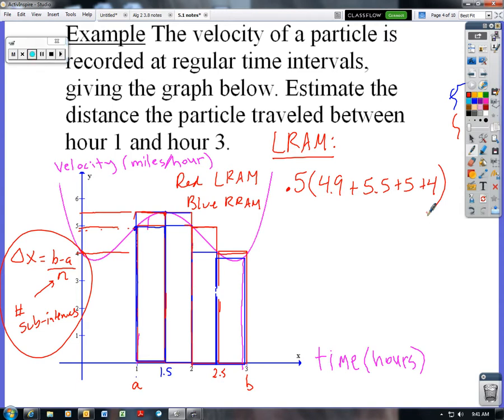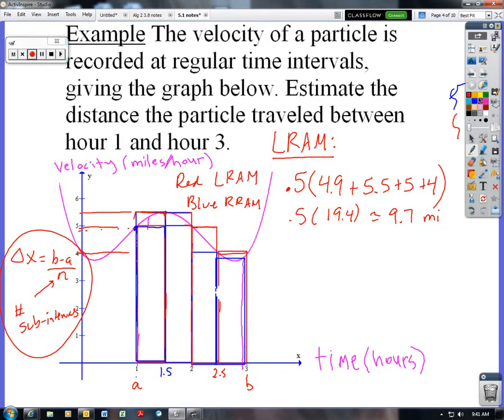So we'll go to the calculator to make it faster. I've got 4.9 plus 10.5 plus 4. Okay, 19.4 times 0.5 is 9.7, about. It's an approximation. The units are miles per hour times hours, which will end up being miles. And that's good because it's supposed to be a distance.